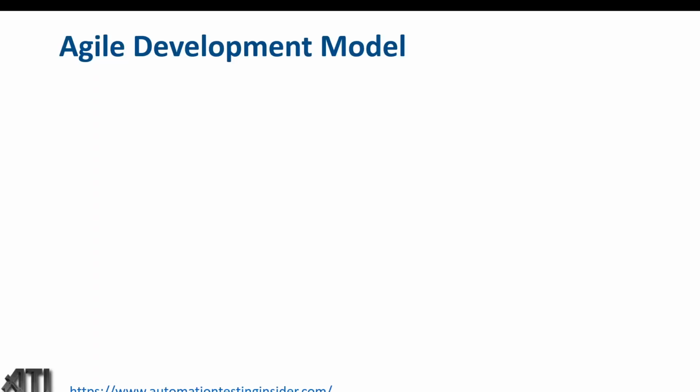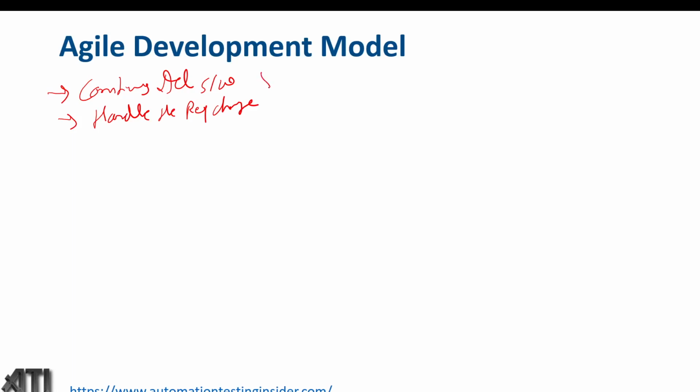So guys, let's talk more about the agile development model, or you can call it agile methodology or agile process model. Now there are a couple of things which are very important in agile, like continuous delivery of the software to the customer, and the second thing is to handle the requirement change. So these are the two important concepts of the agile development model.